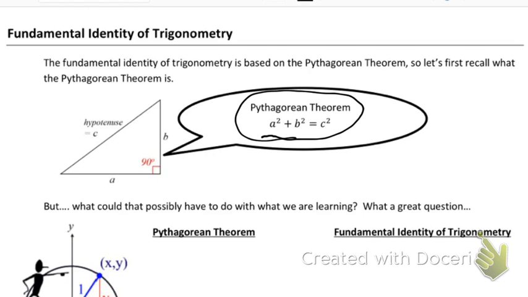Remember from a couple of days ago when we talked about our sine and cosine, we were actually using a right triangle on our unit circle. Well, that right triangle is still there when we make a point, and so we can talk about the Pythagorean theorem. Now what the Pythagorean theorem says, a squared plus b squared equals c squared. Remember that, because we're going to apply that to our unit circle.